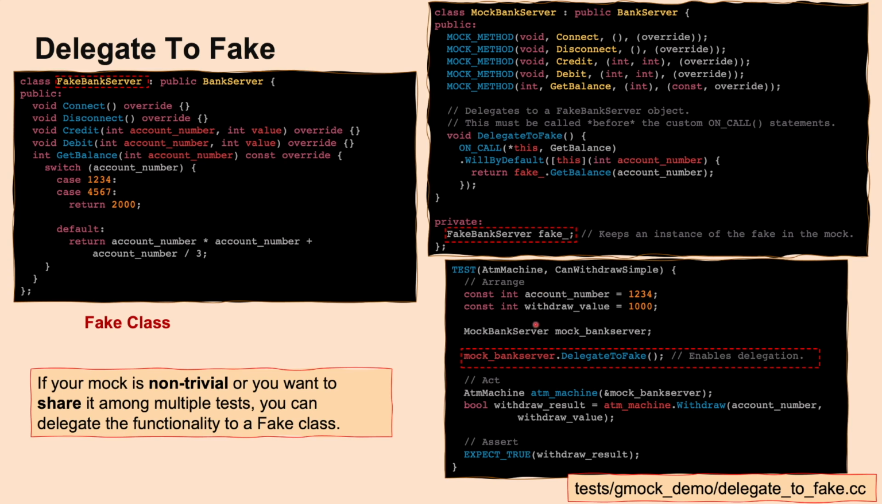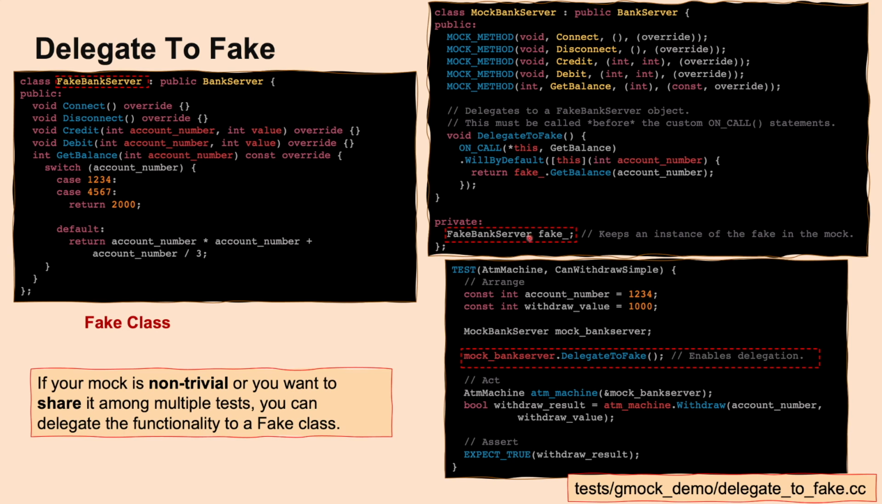So in my test, I can create my mock object and then call this delegate to fake whenever I want to enable delegation, which then causes the getBalance function inside withdraw to be delegated to this fake object and then return what this function is returning. So this is a great way to delegate the functionality to some other class if you don't want to bother with specifying what should happen in the mock class yourself. And this is useful when your mock is non-trivial or if you want to share it among multiple tests.